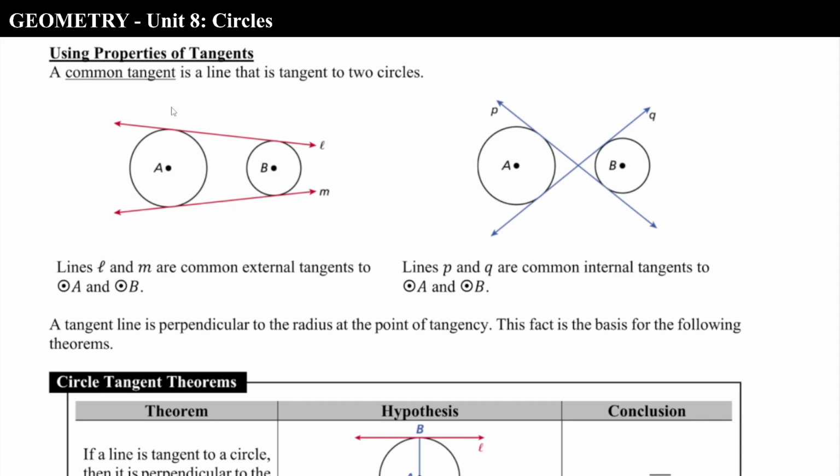So here's one way to look at it. In the external tangents, the circles are on the same side of the line. But in internal tangents, the circles are on different sides of the line. A tangent line is perpendicular to the radius at the point of tangency. This fact is the basis for the following theorem.